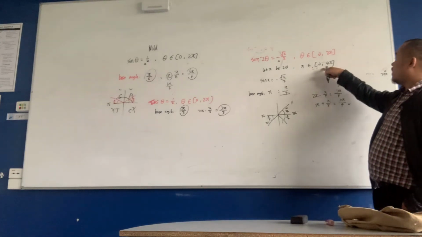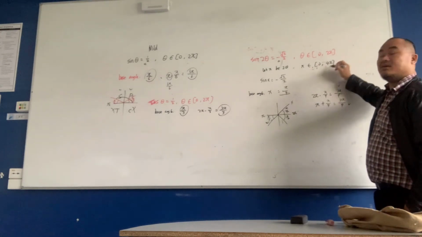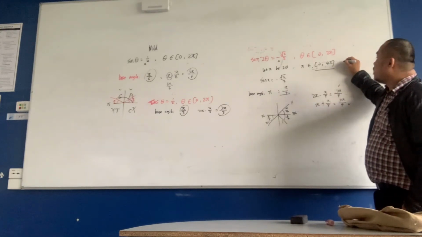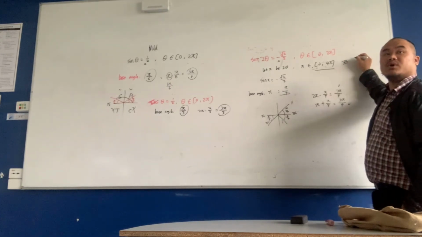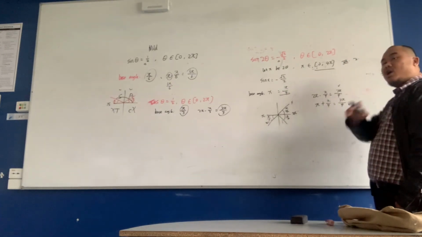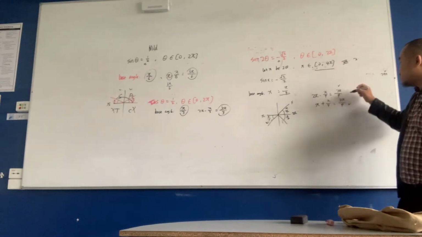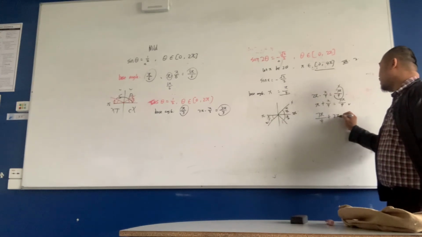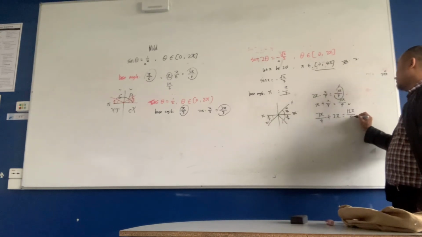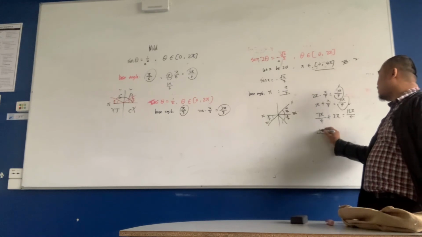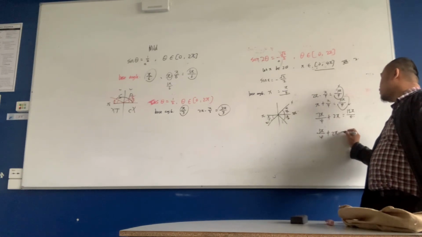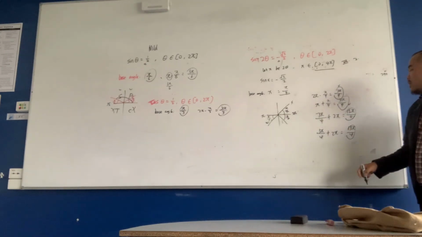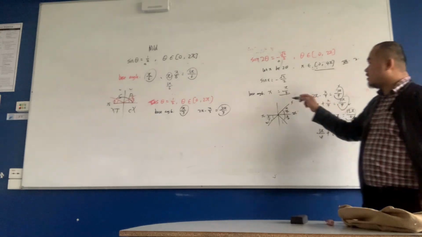Now with this one, how many periods do we have? How many cycles? 2 pi is 1 period, so we have 2 periods. Which means we're going to do one more round. We use this one and simply add 2 pi, so that would be 15 pi over 4. And we use 5 pi over 4 and add another 2 pi, which gives you 13 pi over 4. Now you've got 4 solutions, and these are x.